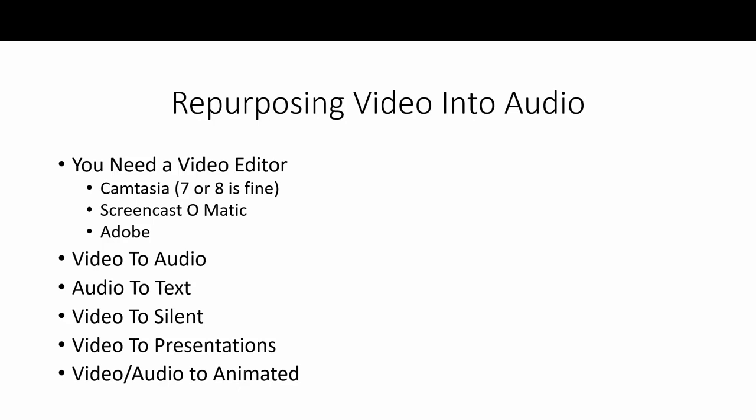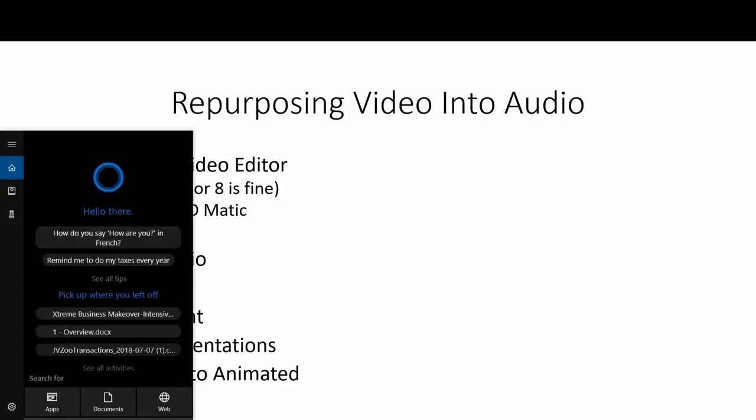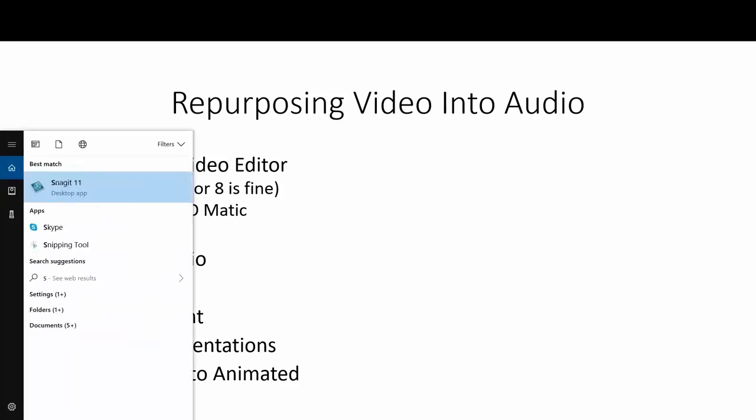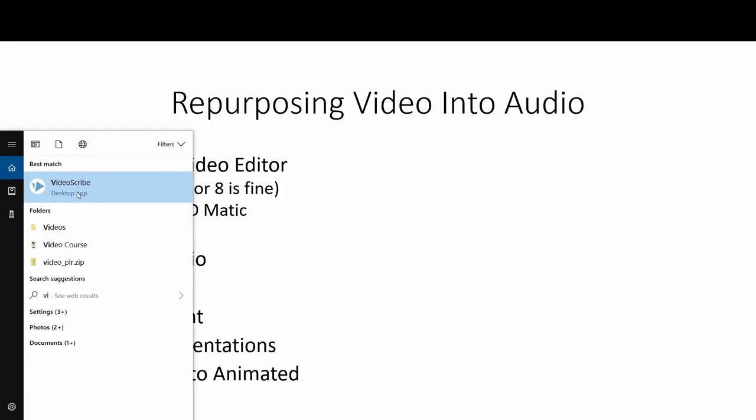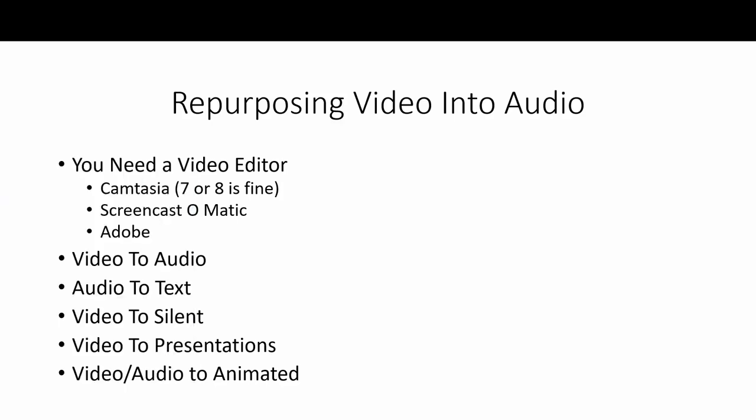So now what we want to do is turn that video or audio into animated video. In order to do that, you're going to need some kind of animated software. In this case, I'm going to be using Sparkle. I know a number of you probably have something like Easy Sketch Pro. Either way, it doesn't really matter which one you use. The process is going to be the same.